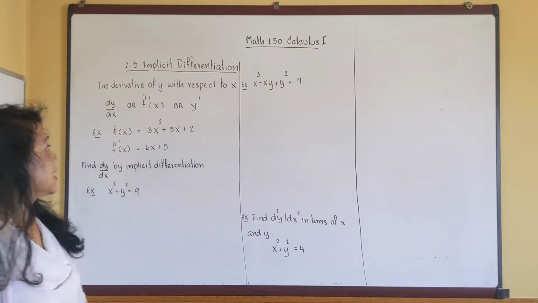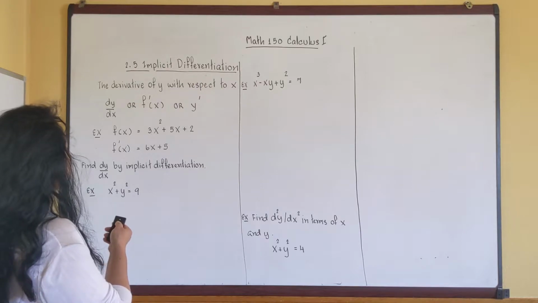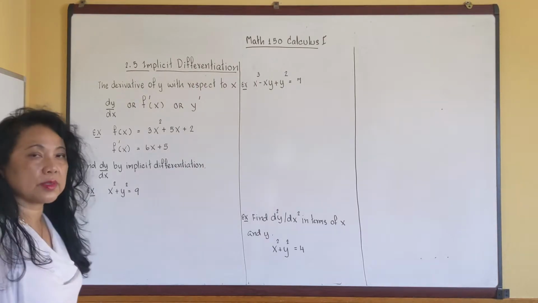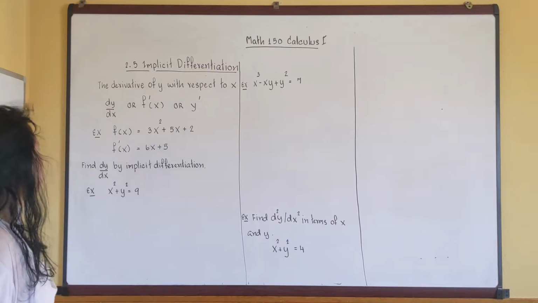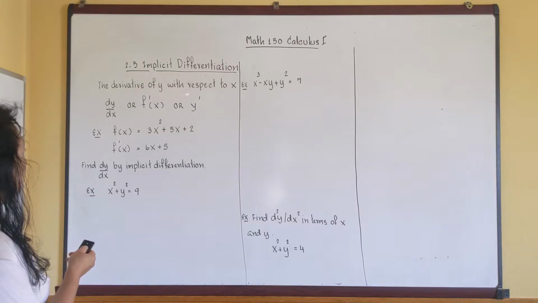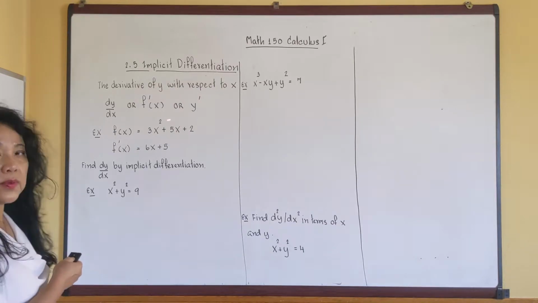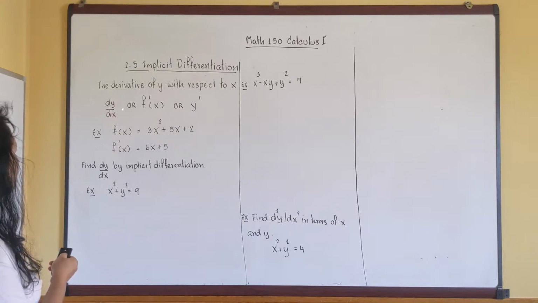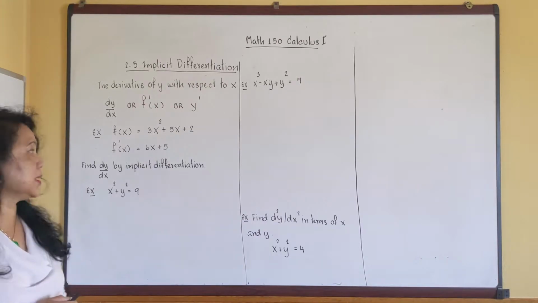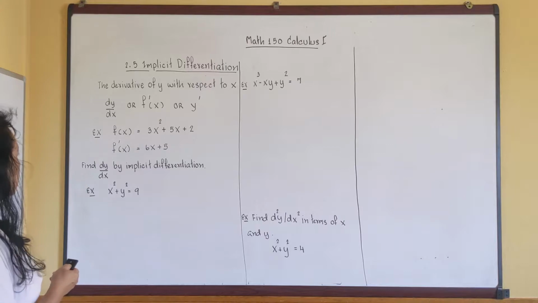Let's go to our next section, 2.5, implicit differentiation. In 2.4, I gave you some properties for how to take derivatives. For the derivative of y with respect to x, we use the notation dy/dx or f prime of x or y prime. That's the same thing.